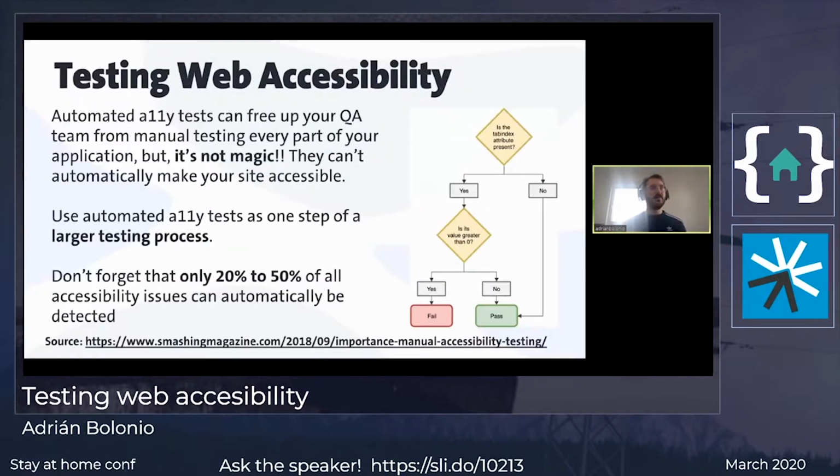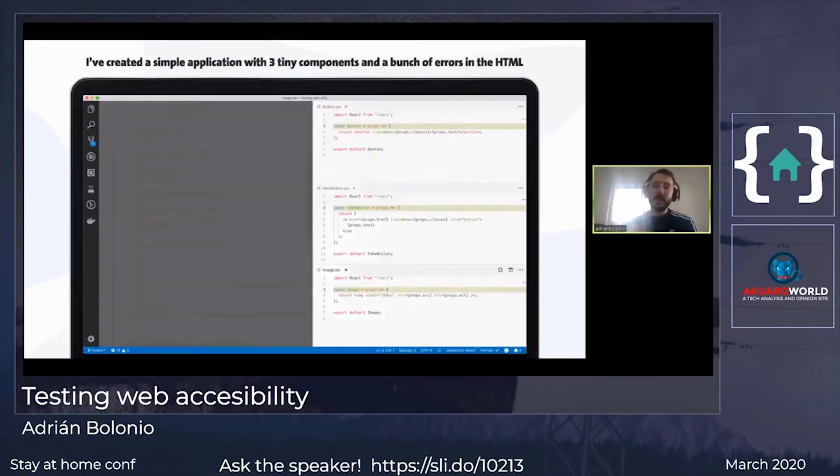Automated tests are really cool. They can free up your QA team, your testing team, for manual testing of every single part of the application, but it's not magic. They cannot automatically make your site accessible. Don't forget, we can only tackle 20 to 50% of the accessibility issues automatically. So we need to include automated tests as a step of a larger process, which includes manual tests as well. So I've created a simple application in React with 3 tiny components.